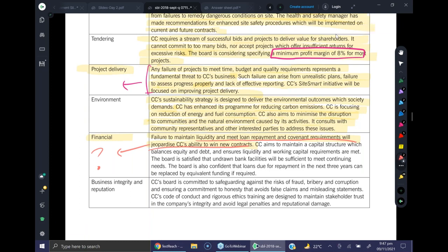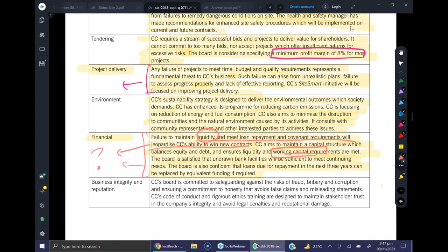CC aims to maintain a capital structure with balanced equity and debt and ensure liquidity and working capital requirements are met. The board is satisfied that undrawn bank facilities will be sufficient to meet continuing needs. The board is also confident that loans due for repayment in the next 3 years can be replaced by equivalent funding if required. So this paragraph is giving you ideas what aspects of finance to talk about. You can talk about liquidity, the working capital needs of the project, the source of finance, the short-term source, the long-term source of finance. This paragraph is giving hints.